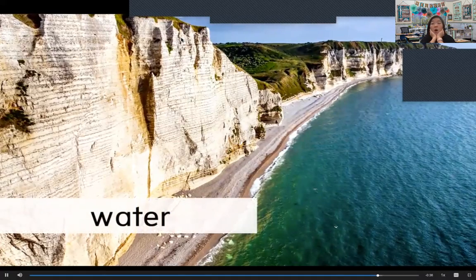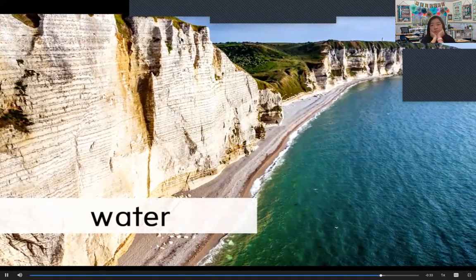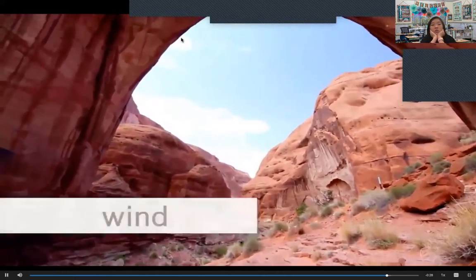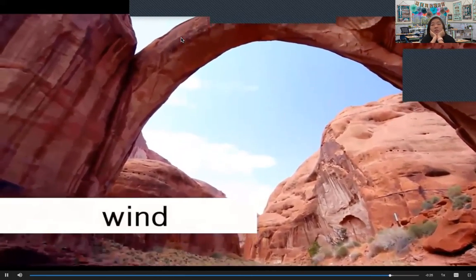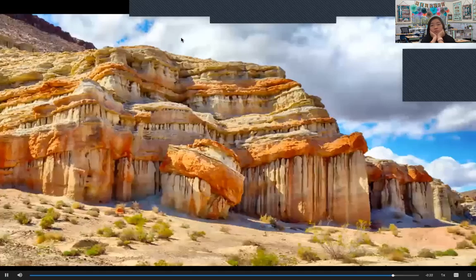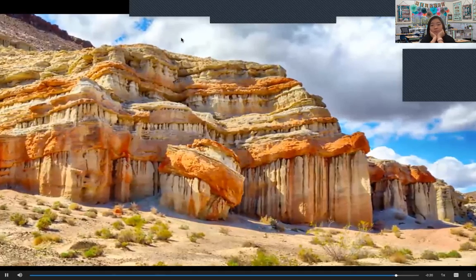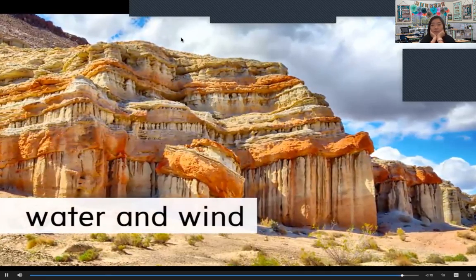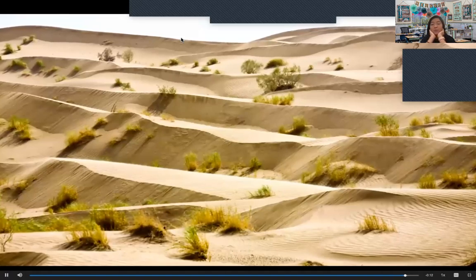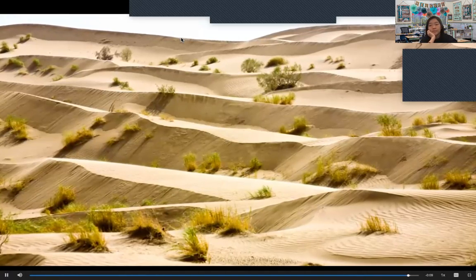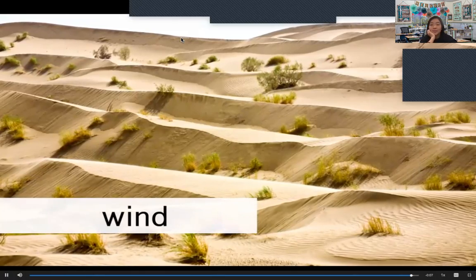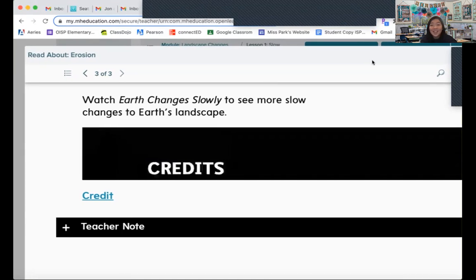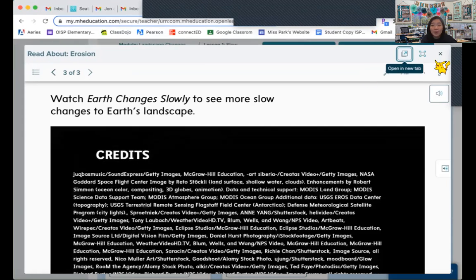This one was water. Okay, what about this one? The arch. Wind. What about this one? Water and wind. And then what about this one? Wind.